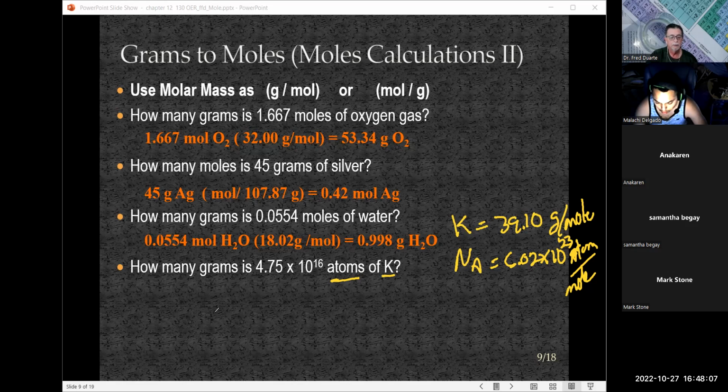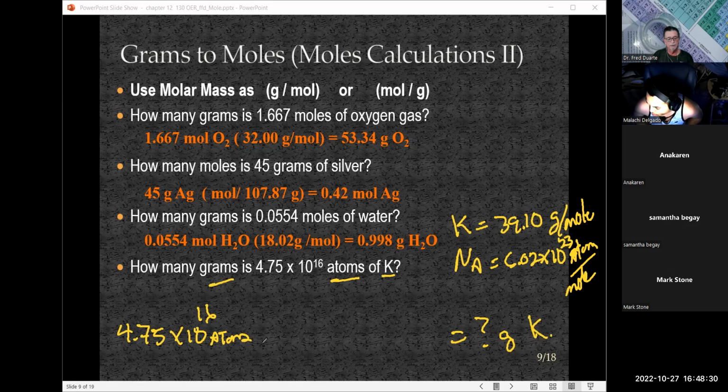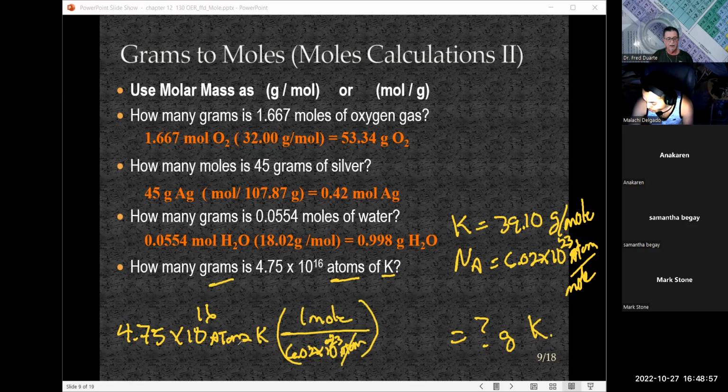All right, so let's write down what we got. We have 4.75 times 10 to the 16 atoms, and we need to get to grams of potassium. So obviously the first one would be Avogadro's number, because we need to get from atoms to grams, we need to go through moles. We need Avogadro's number to get us out of atoms: 6.02 times 10 to the 23rd atoms. Notice my atoms cancel, leaving me with moles of potassium.